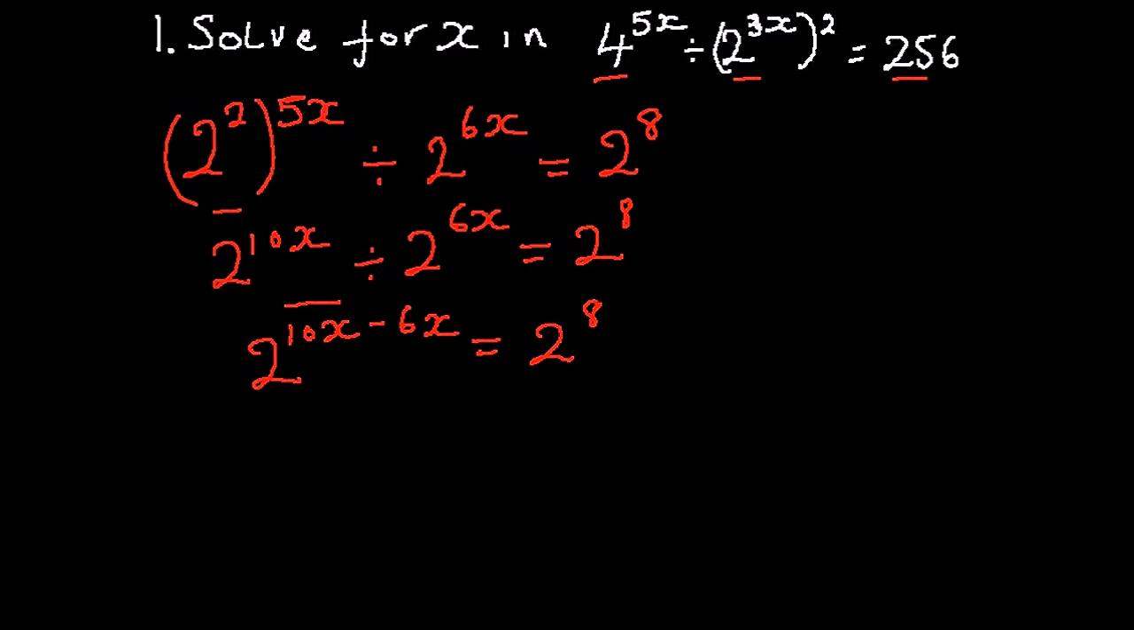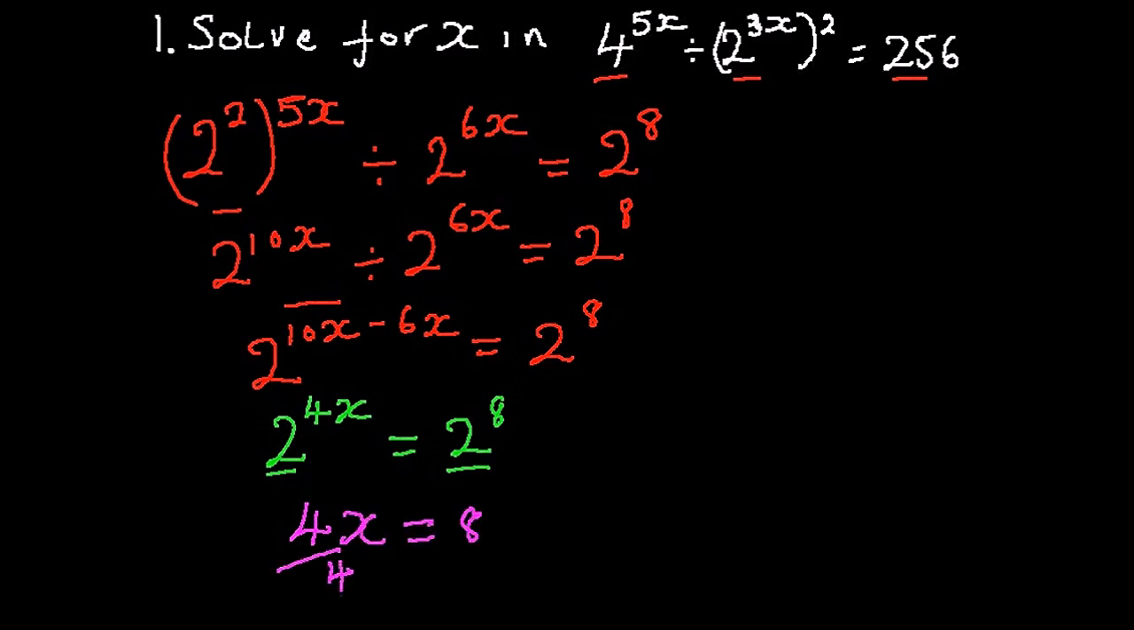Now from there 10x minus 6x is the same as 4x. So 2 raised to power 4x is equal to 2 to power 8. Now since the bases are the same, we equate the indices. So we say 4x is equal to 8. We divide both sides by 4. When you divide 4 by 4, you get 1. You divide 8 by 4, you get 2. So our x is equal to 2. So that is the answer to that question.